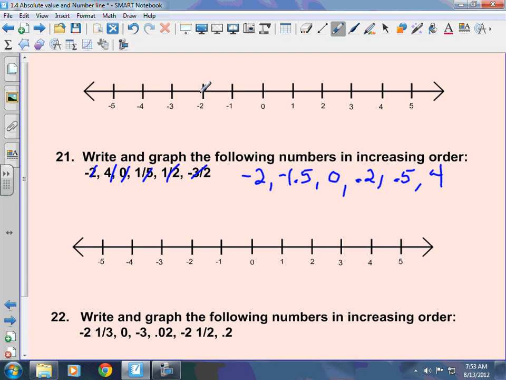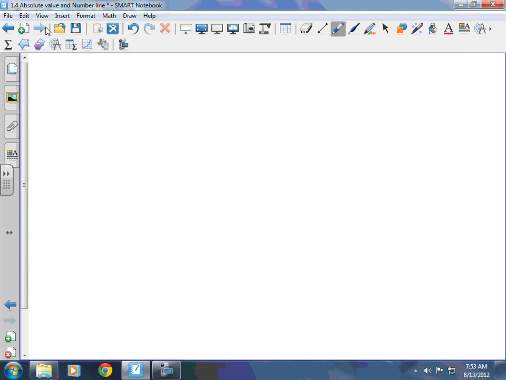So the first one I graph right here is negative 2. Negative 1.5 is approximately right there. 0, 0.2 I'm going to put right here. 0.5 will go right here, and then of course 4. Okay? So you can do 22 on your own, and that is the lesson for today.